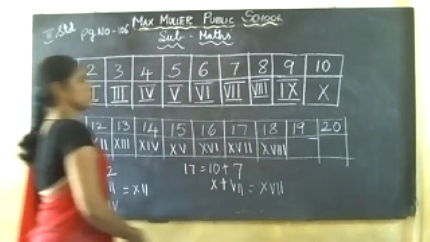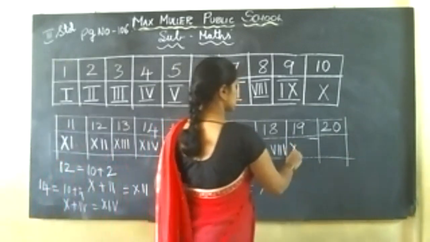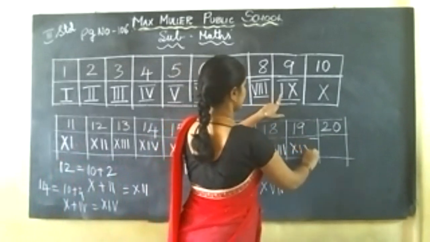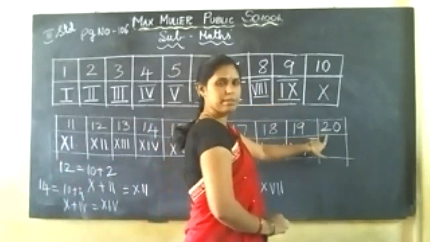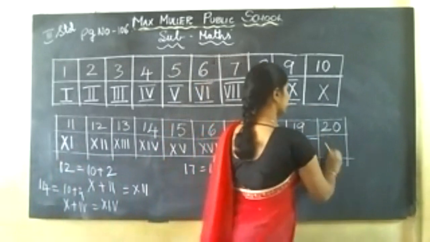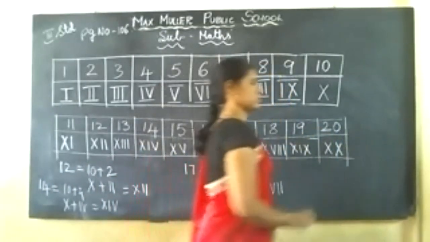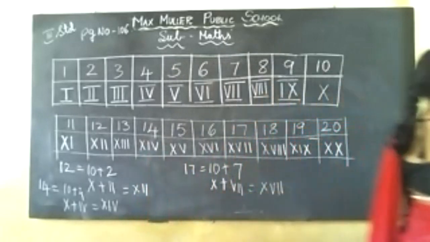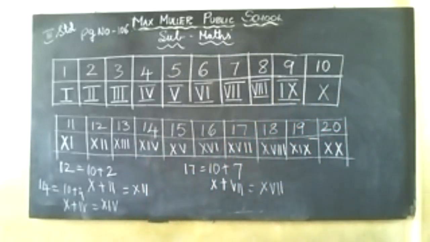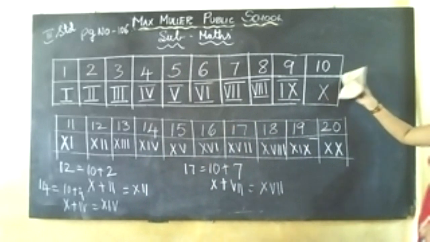Next, 19, how will you write? X, I, X. So 20 means 2 X's. You are going to put how many X? 2 X's. Copy down fast. Don't copy this one, only the table you have to copy. Finished? Shall I clean first?